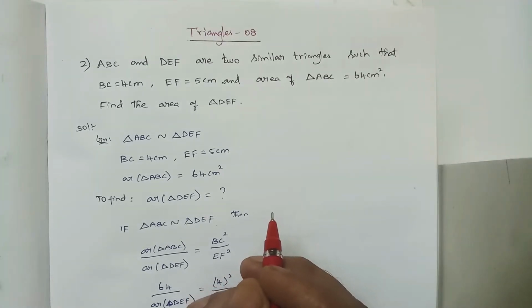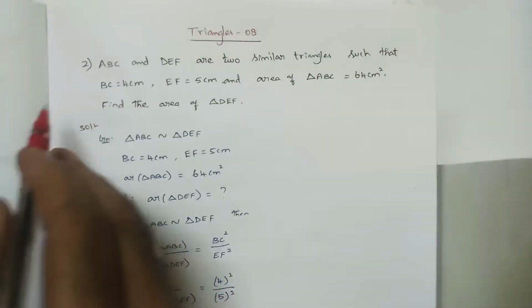Not only the square of the ratio of the corresponding sides, it will also be equal to the square of the ratio of the medians, and at the same time the perpendicular lines, that also will be equal. While we are solving the sums, we will see. Sum number 2.